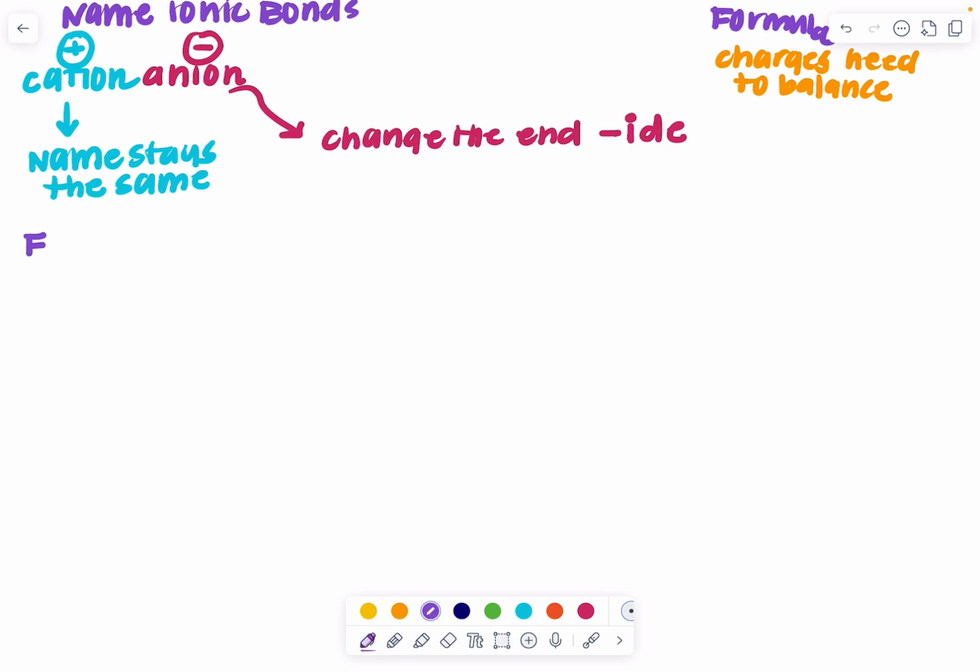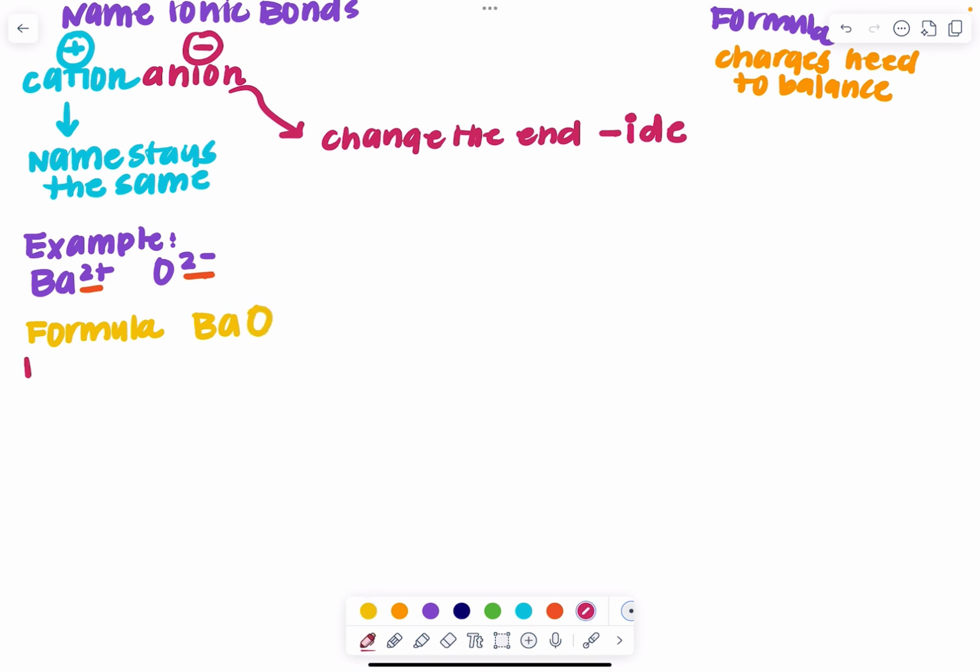And again, these are all monoatomic elements, so we can just grab them from the periodic table. Let's look at our first one where we had barium 2+ and oxygen 2-. Okay? These charges already cancel them out, so our formula is going to be just BaO.